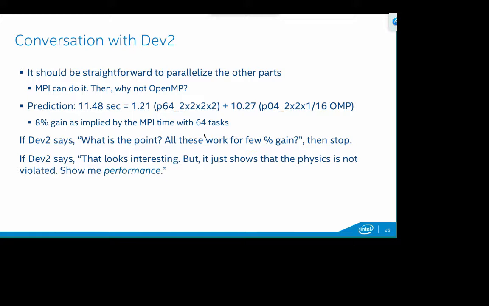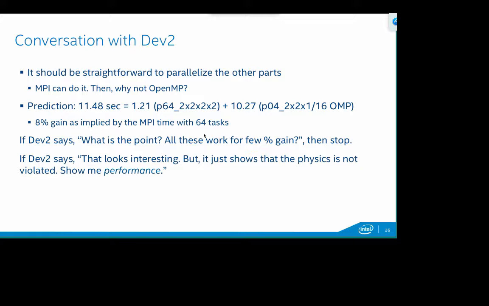So we achieved something. Considering that the whole routine was very scalable with MPI, it means it's not a serial problem. It means that's definitely something we can parallelize. It's not a hard serial barrier. The mentality I'm telling you is that if MPI can do it, why not OpenMP? I think that's quite fair. Based on the performance number of 64 MPI and the serial section we can obtain, I can predict that we will have 11.58 seconds. That's about an 8% gain over the existing MPI.